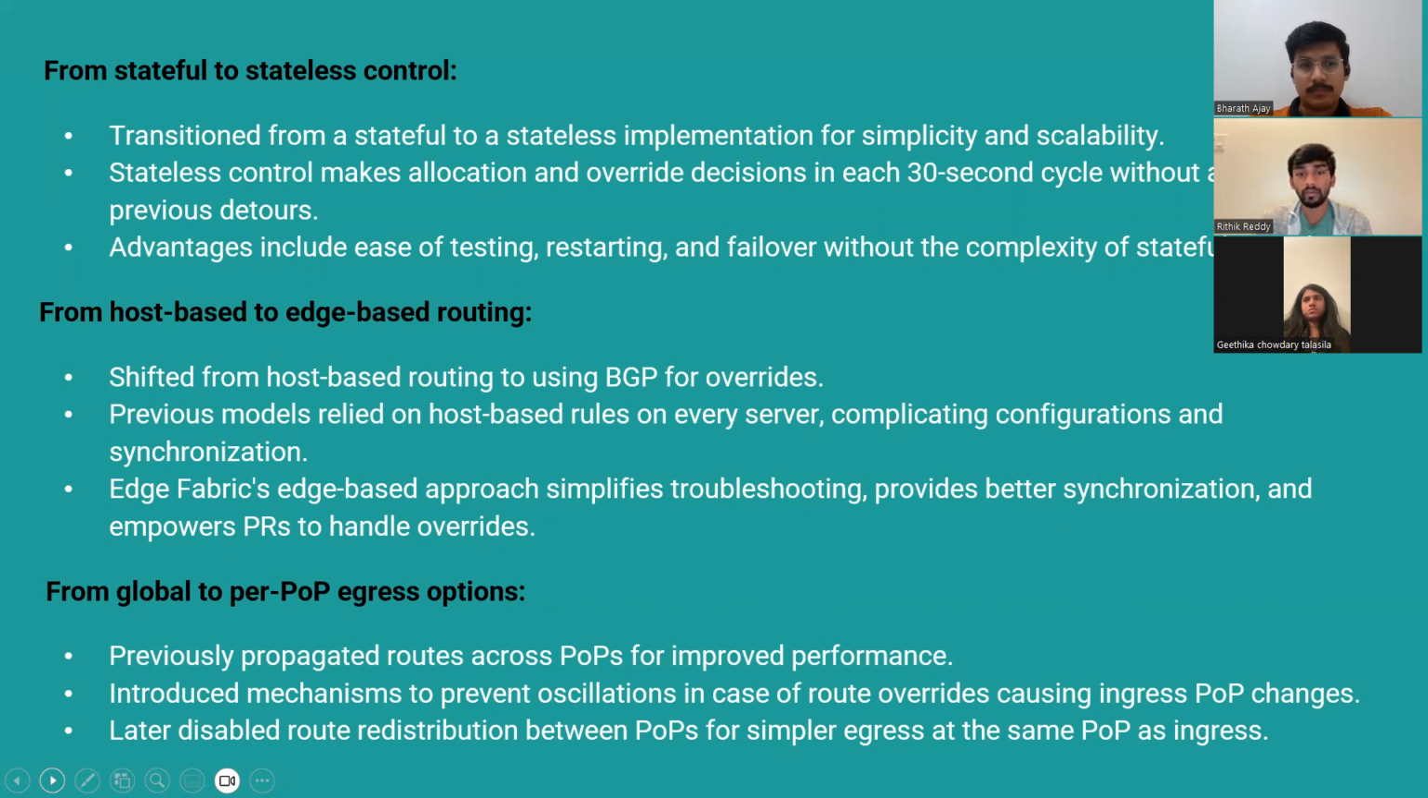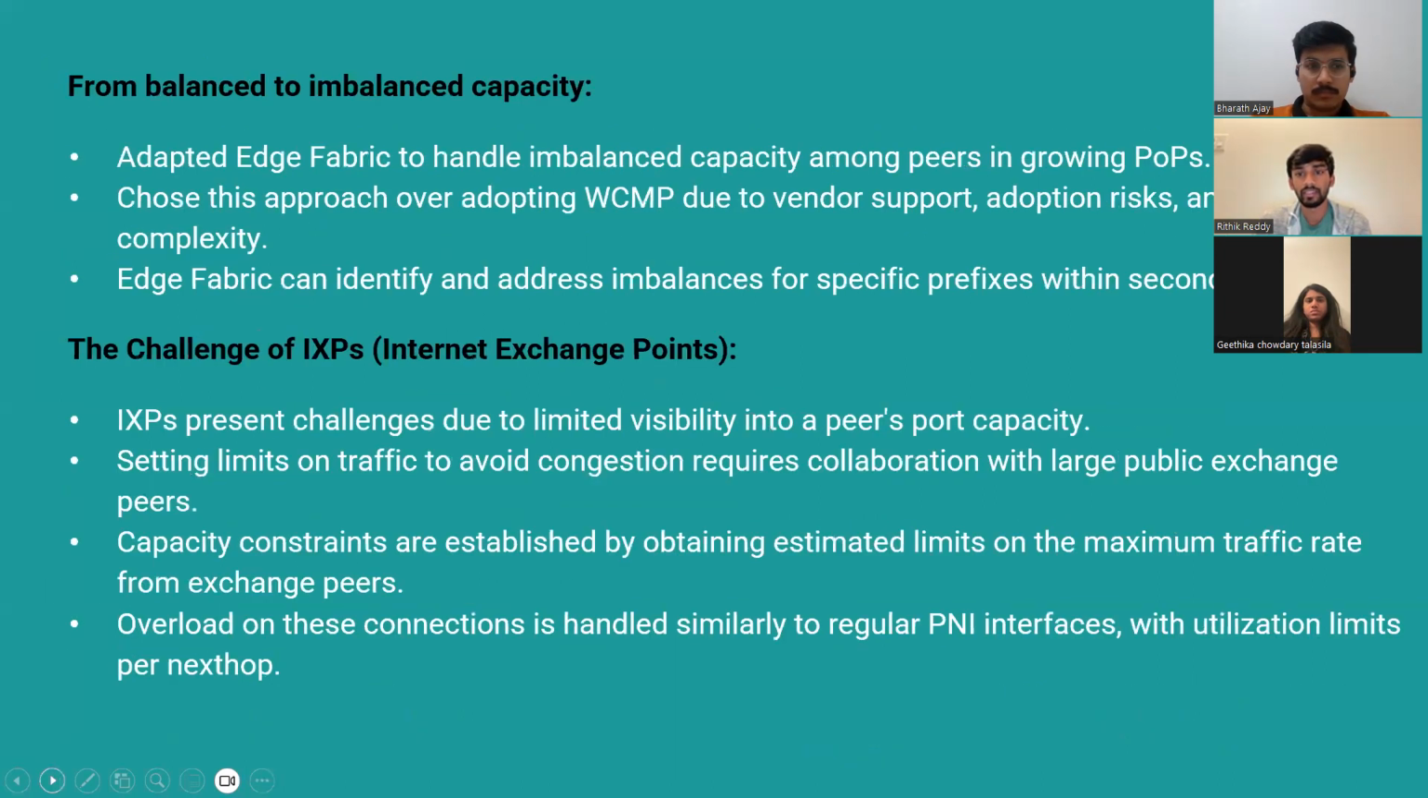And from global to per-POP aggregation options. Previously, routes were propagated across POPs for improved performance. A mechanism was introduced to prevent oscillation in case route overrides caused aggregation POP changes. Later, route redistribution between POPs was disabled for simple aggregation at the same POPs as ingress. Next slide.